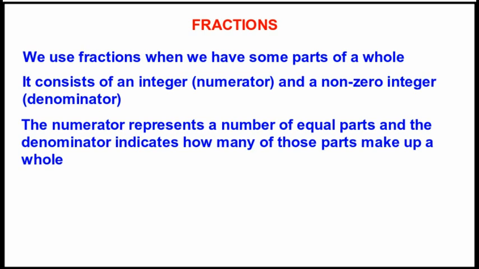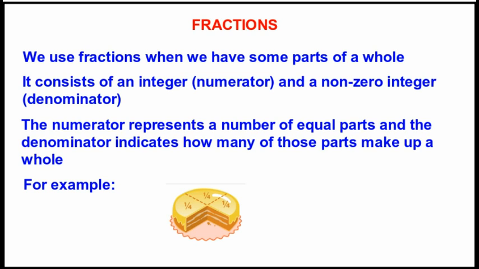The numerator represents a number of equal parts and the denominator indicates how many of those parts make up a whole. For example, let's say this pie. This pie is divided into 4 pieces, so you can see that the denominator indicates the parts into which the pie is divided. 4 parts: 1, 2, 3, and 4 parts.